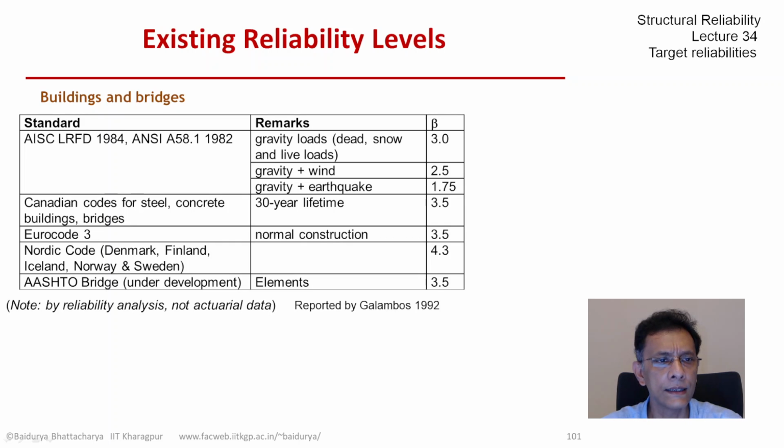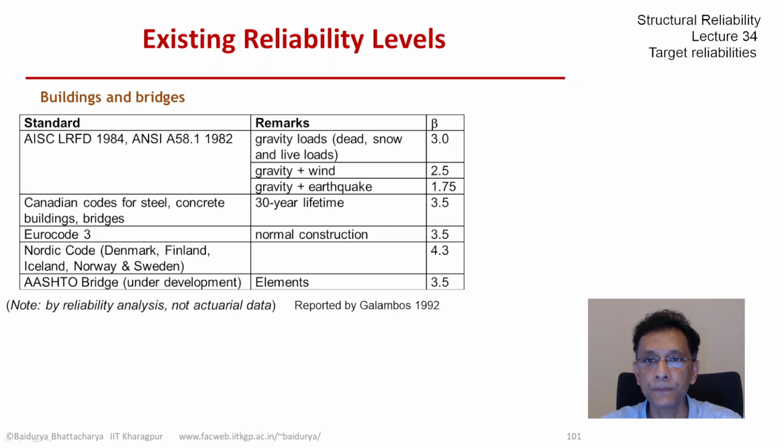So the first set is the AISC LRFD code of 1984, which was coupled with the ANSI 58.1 of 1982, and we see the beta values coming out of various load combinations. The next set of rows is the Canadian codes. The next row is for Eurocode of the day, and then the last is the Nordic codes, and then the final row is the AASHTO bridge code, which was under development in that time.